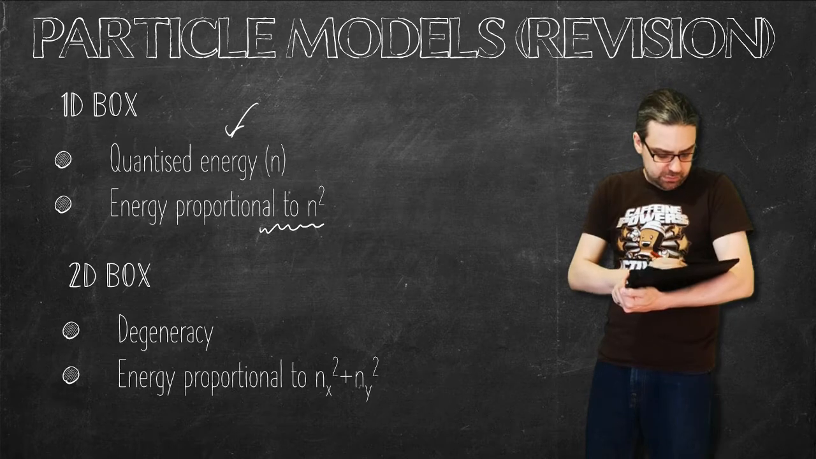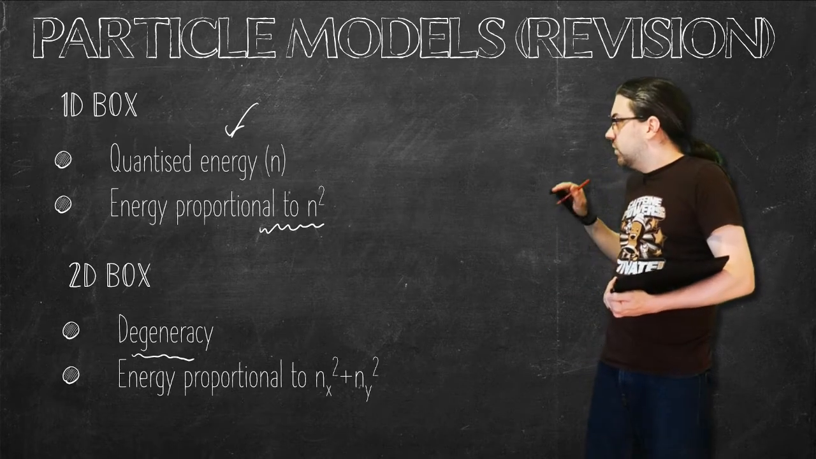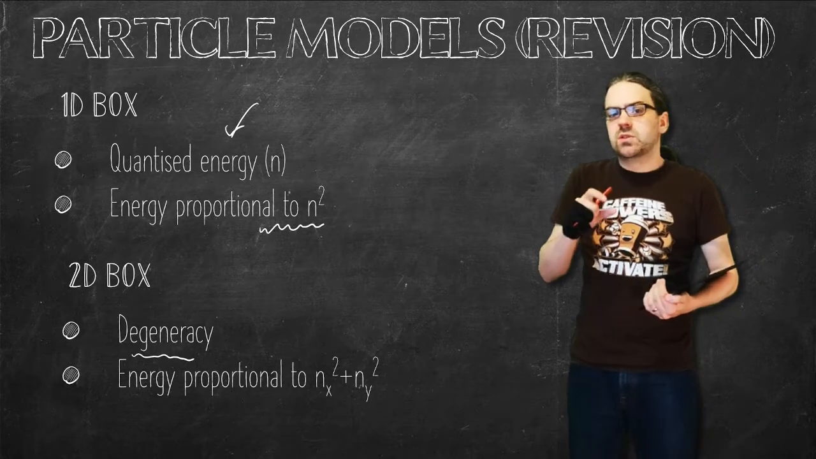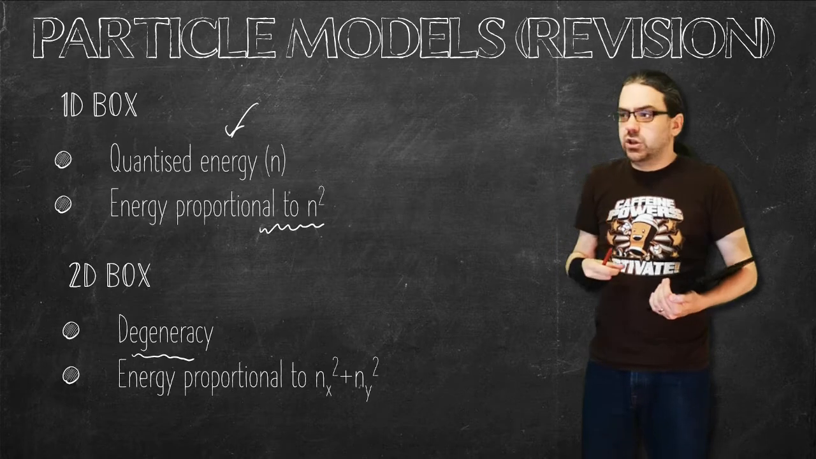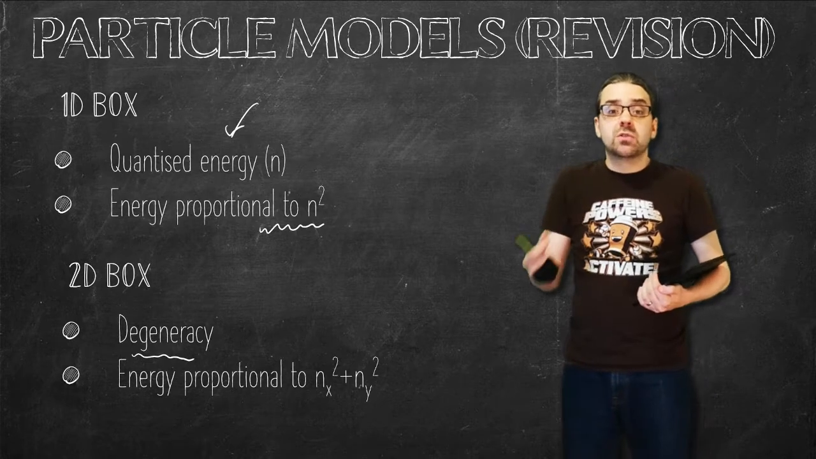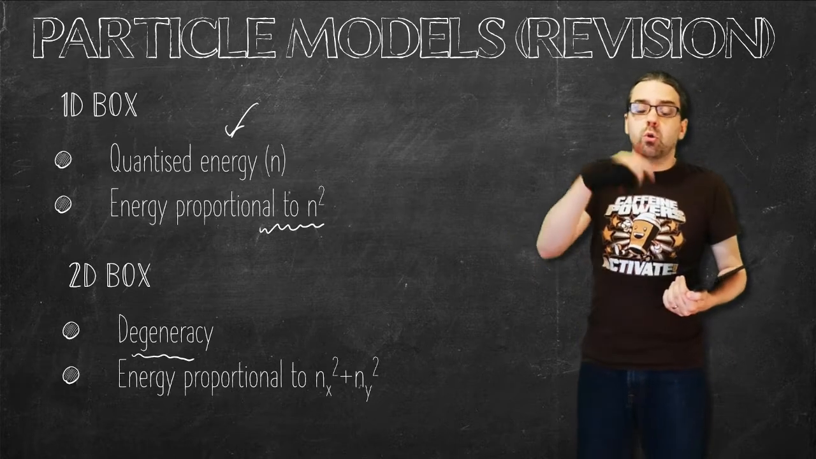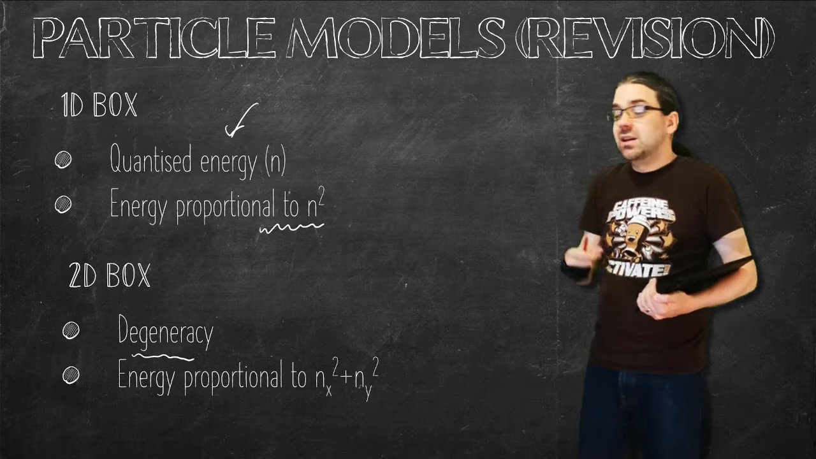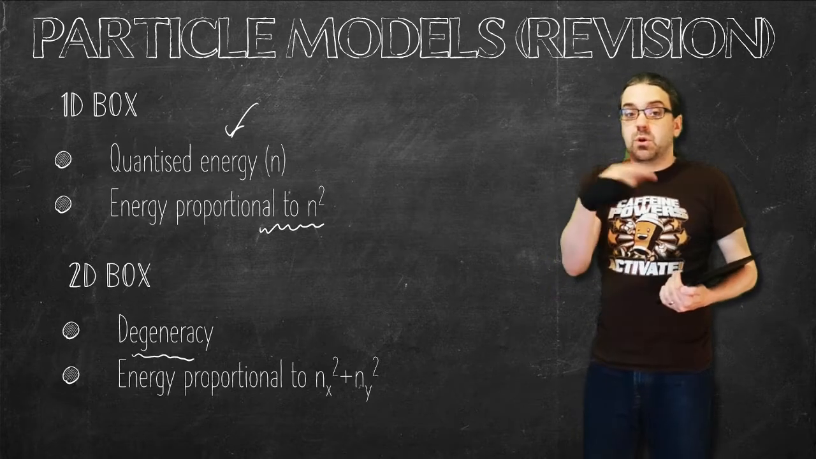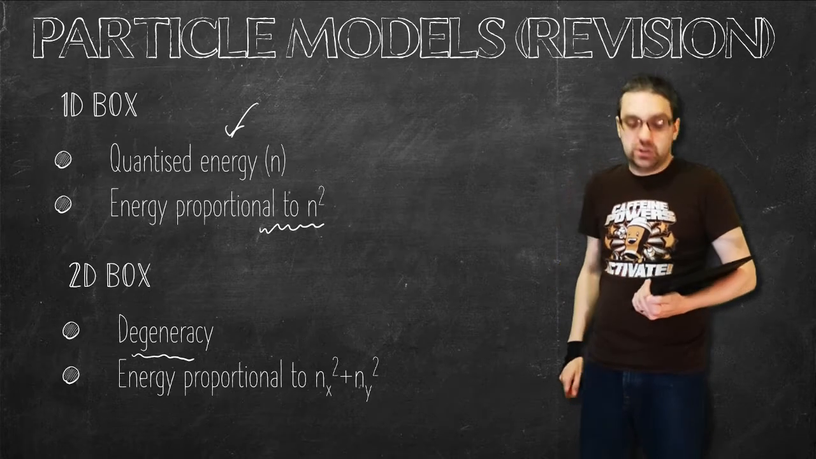When we get to the 2D box, we get degeneracy. That means that we can have more than one quantum state or more than one wave function that has the same energy. It basically means we get a choice of how we want to distribute the energy. Do we want to distribute it in the x direction or the y direction? And if the x and y direction are identical, if they're the same size, if it's a perfect square box, well, we get two possible states with identical energies.